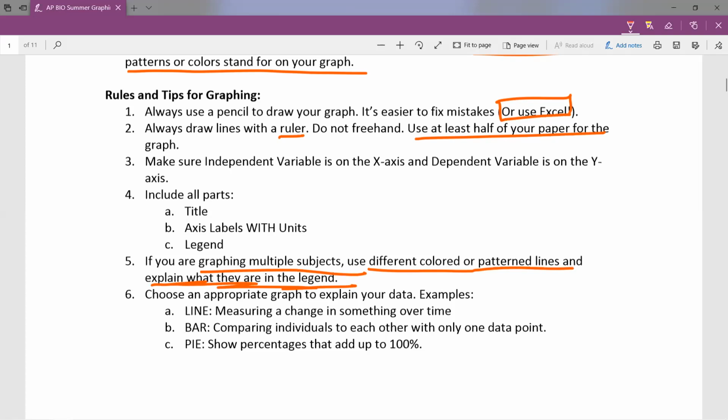And then choose an appropriate graph. Line graph usually measures a change in something over time. Bar graph compares individuals to each other with only one data point. And pie graph shows percentages.